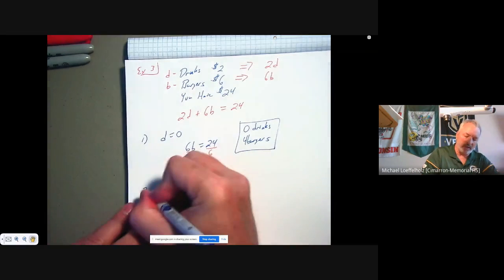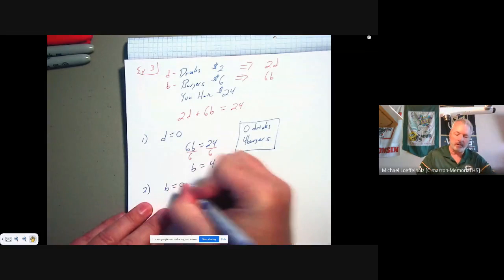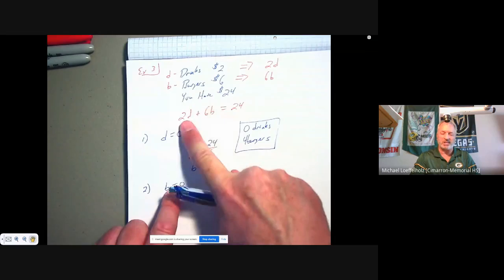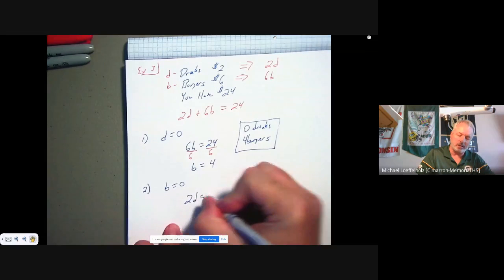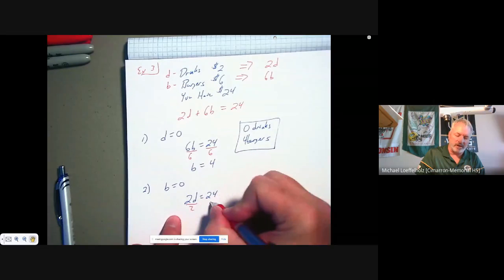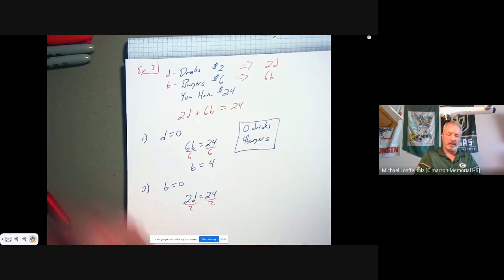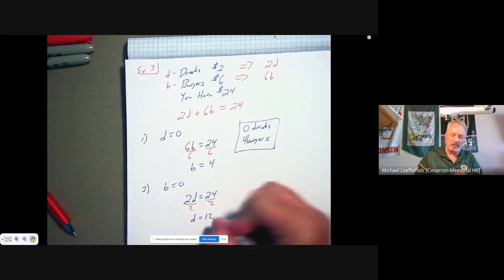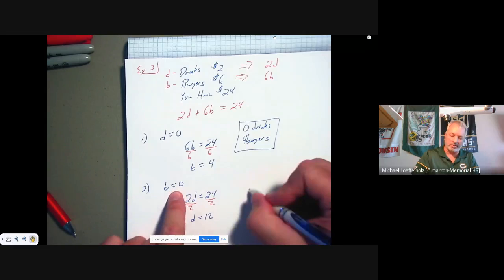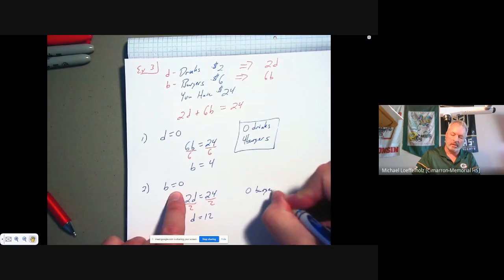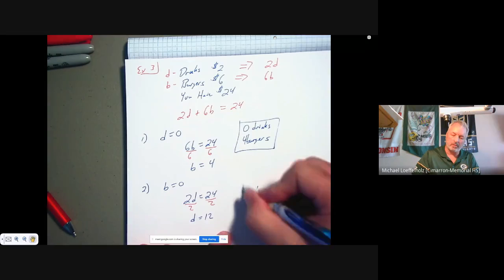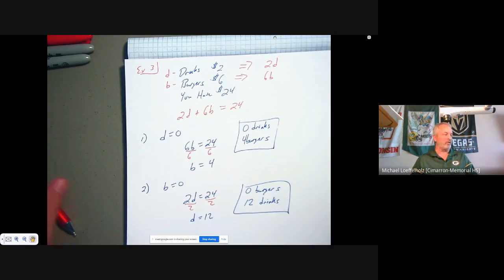All right, the other one would be if I do 0 burgers. So B equals 0. If B equals 0, then this piece disappears. We have 2D equals 24. And again, I got to get rid of the 2 coefficients. So I divide by 2 on both sides. And that gives us D equals 12. Okay, so this one tells me if I have 0 burgers, then I have 12 drinks. All right, so these are the 2 points I'm going to graph.